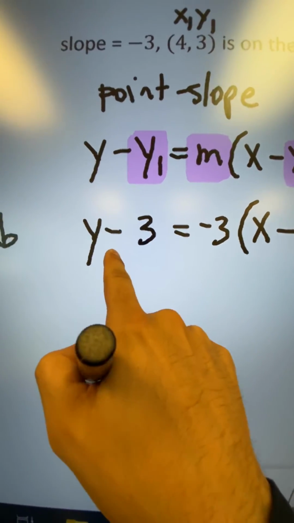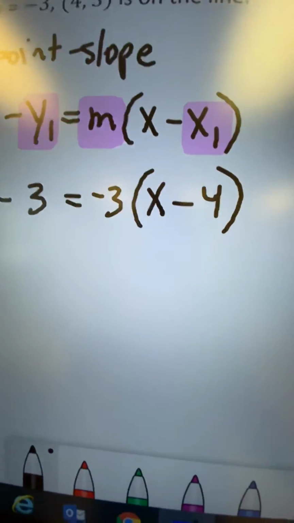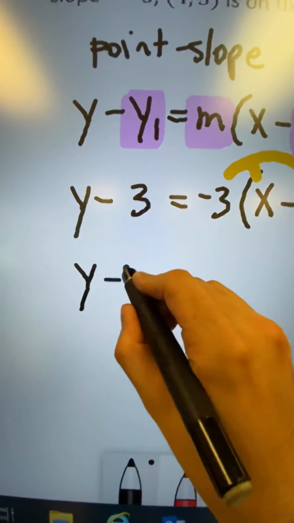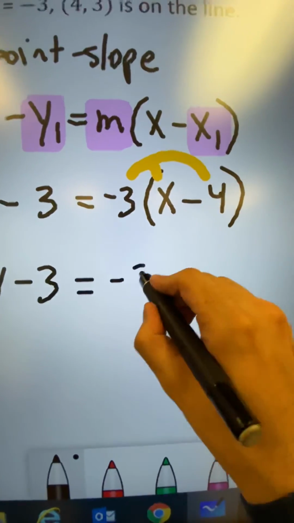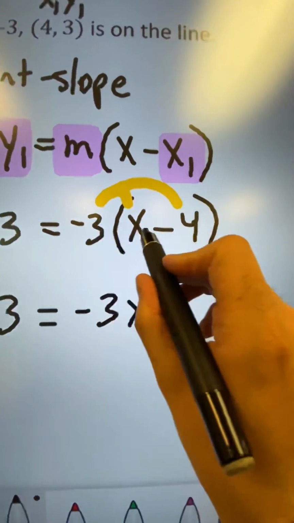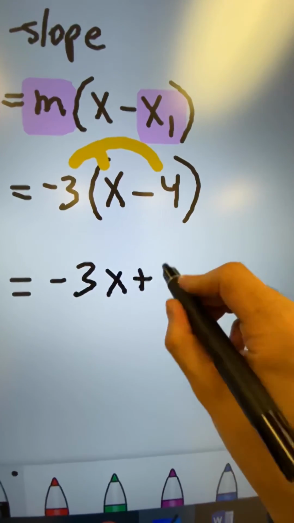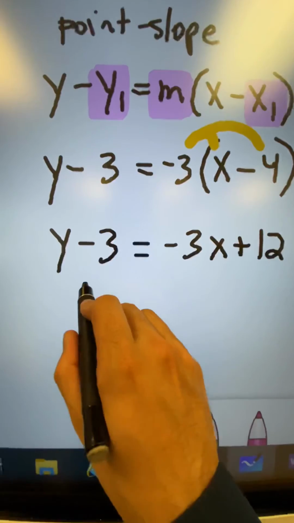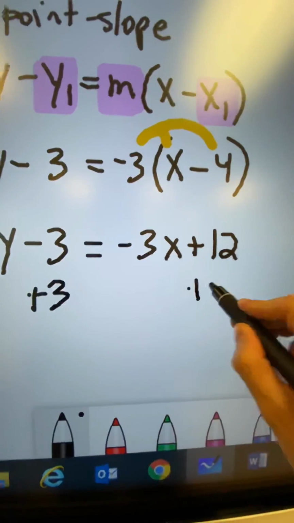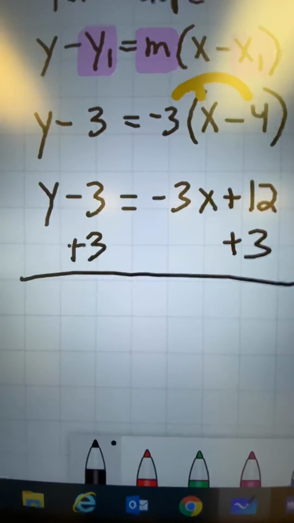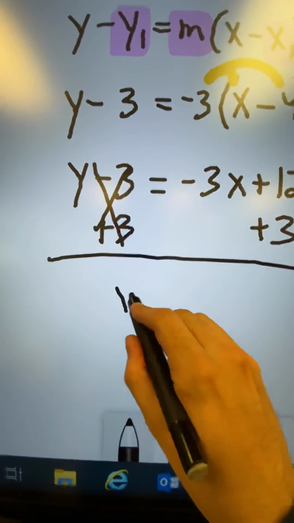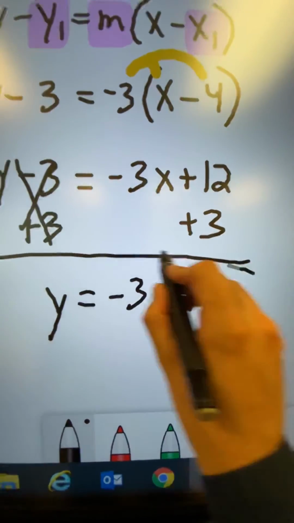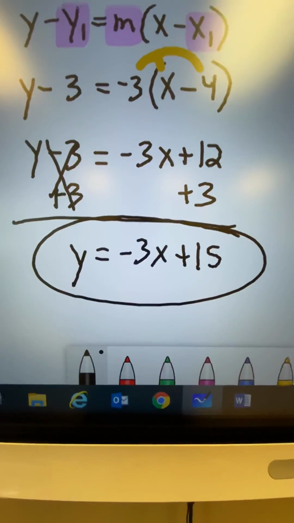So before I do anything with this, I'm just going to use the distributive property first. I'm going to distribute this -3 here, and I'm going to get y minus 3 equals -3x. And then -3 times -4, we get plus 12. All right, -3x plus 12. And then the last step would be to just add 3 to both sides. We're going to get 0 here, that cancels out. y equals -3x plus 15. And that is my equation in slope-intercept form.